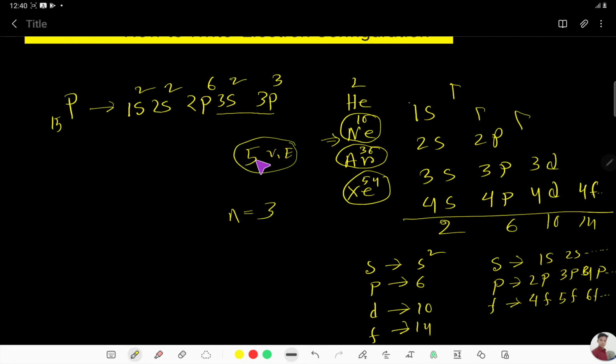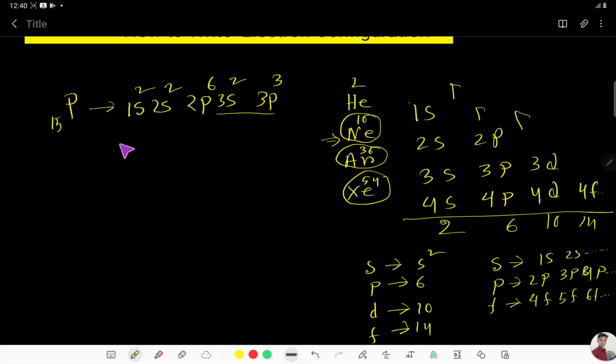Valence electrons are important to form bonds, right? Look, phosphorus is a non-metal, so it has 5 valence electrons. To fulfill the octet, it will share 3 electrons, right? From the ground state electron configuration of phosphorus, we can say that phosphorus can form 3 bonds to satisfy its octet.